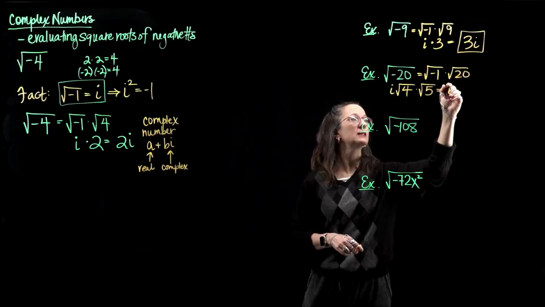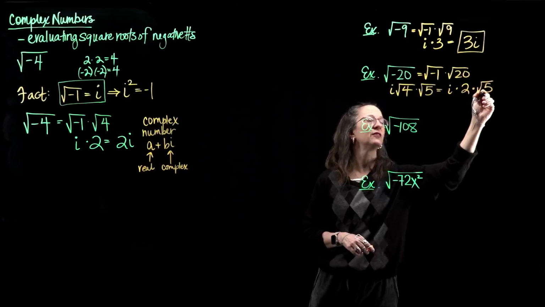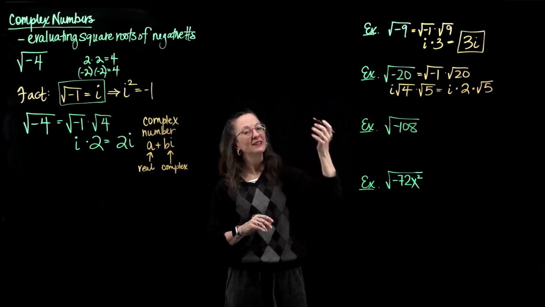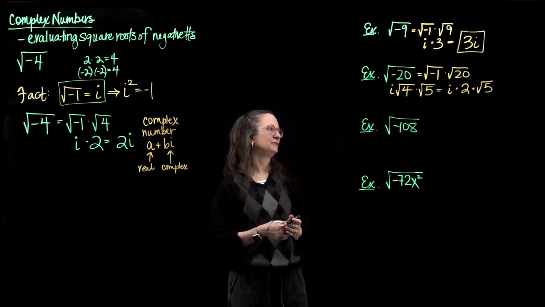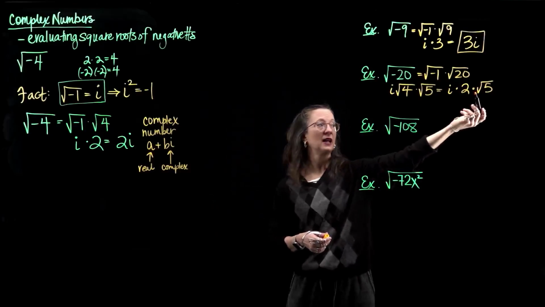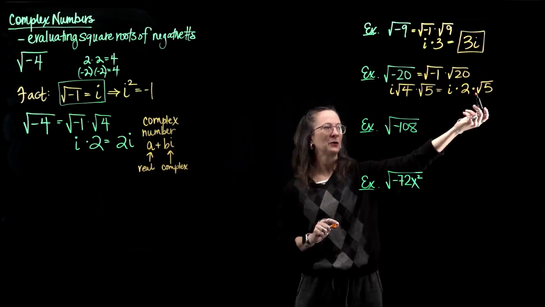All right, square root of 4 is 2. I'm going to leave this in the same order. So I have i times 2 times square root of 5. And I'm going to do that so that I don't lose anything. And then at the end, I'll write it in the proper order. All right, square root of 5 is as simplified as it can get. So we're done, except for putting it in the right order.